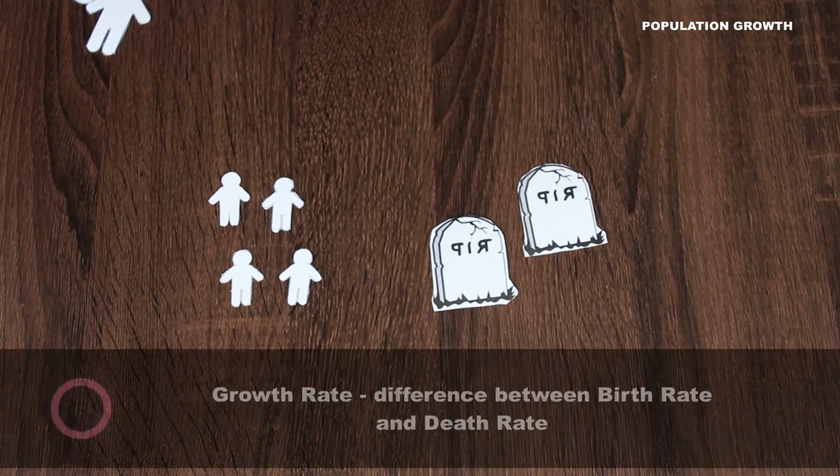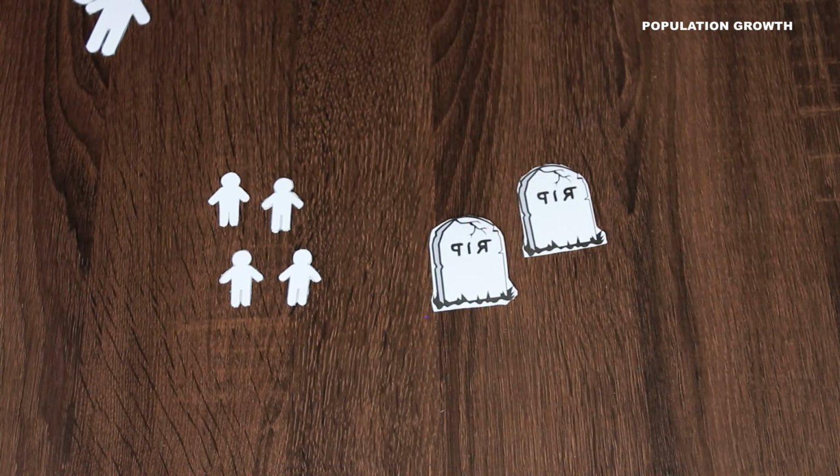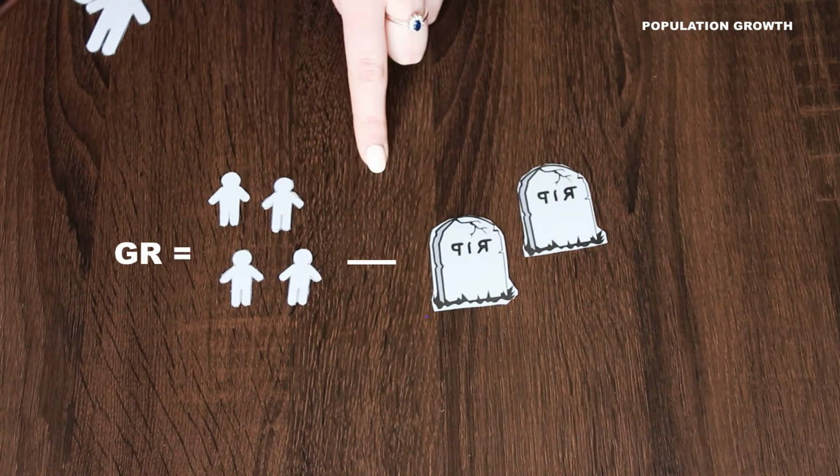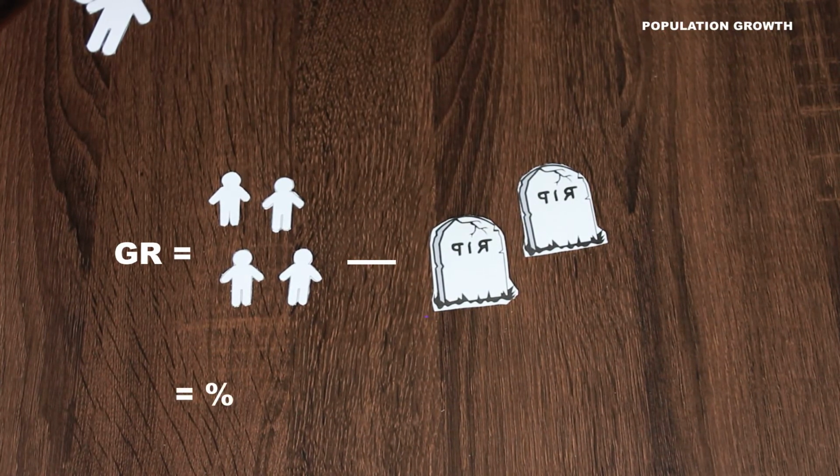Growth rate is the difference between birth rate and death rate. So in order to calculate growth rate, we need to take our birth rate minus the death rate, and this will be expressed as a percentage.